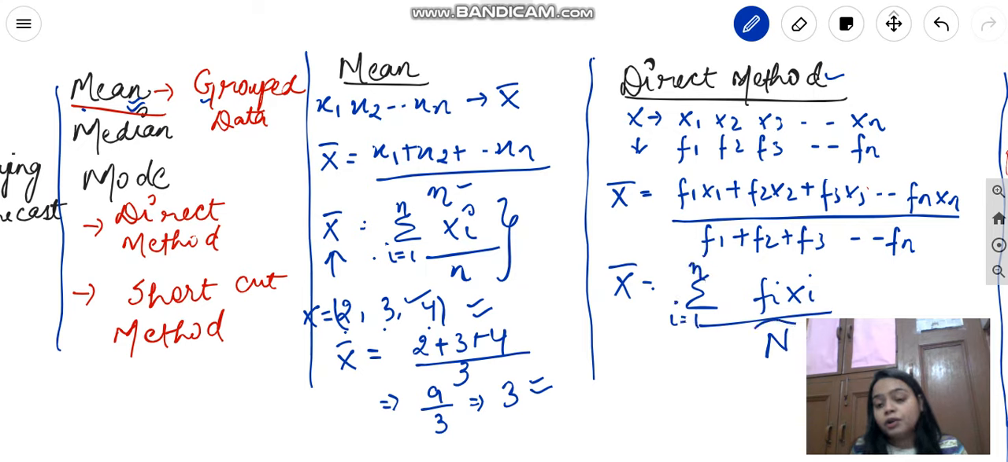And the total number of observations, n, can be calculated as n equals summation fi, where i is from 1 to n, or we can write it as f1 plus f2 up to fn. We add all the frequencies to calculate the total number of observations. Now let's look at a problem and how we can apply the direct method to it.